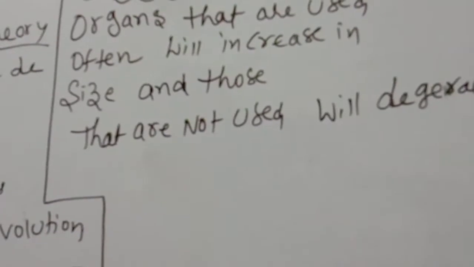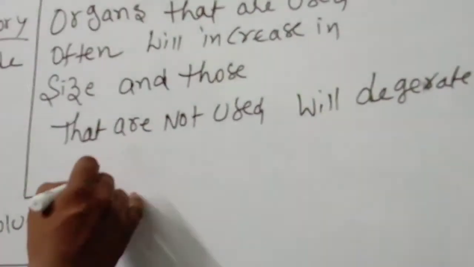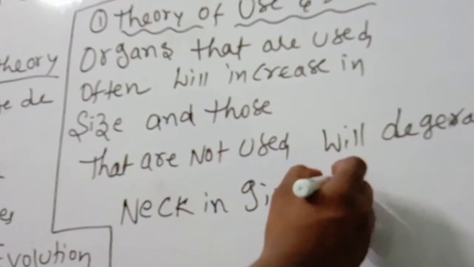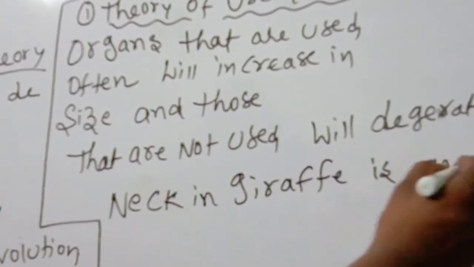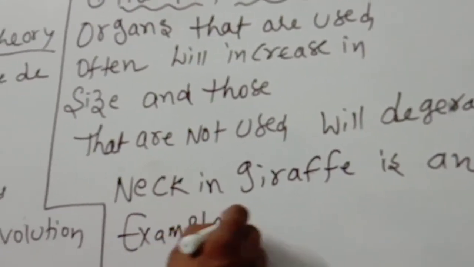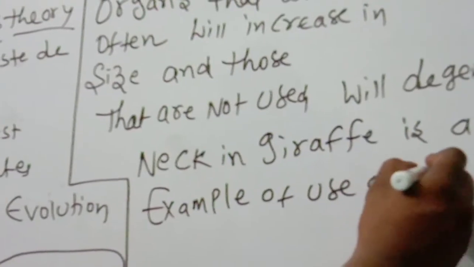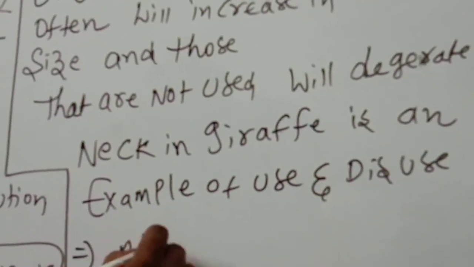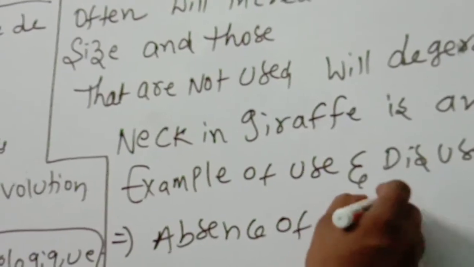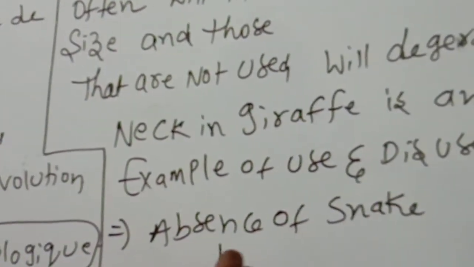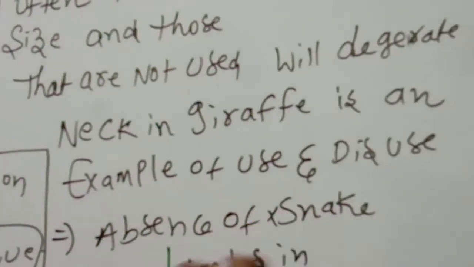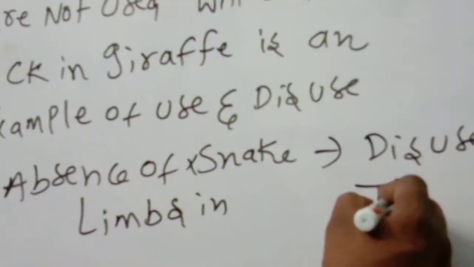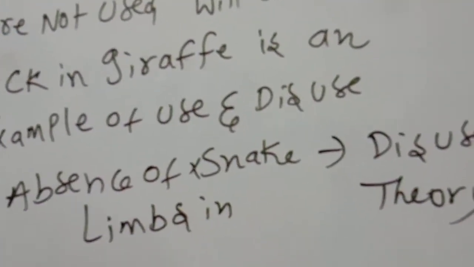Will degenerate. The neck in giraffe is an example of use and disuse. Absence of limbs in snake is an example for disuse theory. So this is one of the important concepts.